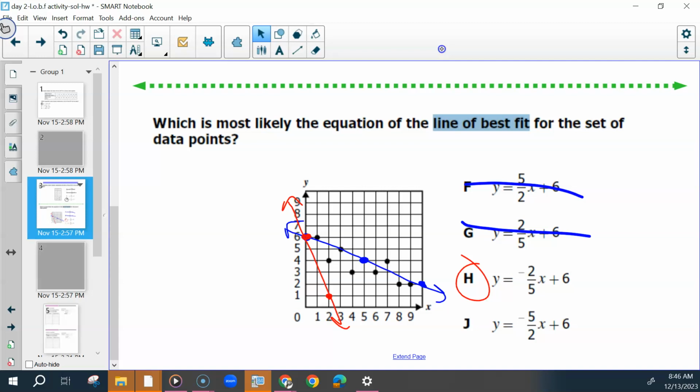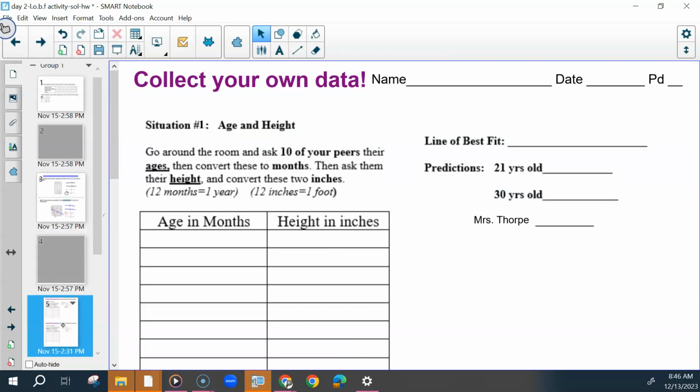I'm going to explain what you're doing next first before I give it to you. So everyone's going to get a piece of paper that looks like this. You are going to go around the room and ask 10 people their age and their height. Whether you convert this as soon as you ask it or later is up to you. At the end, after you have everyone's data, you need to convert their age to months and their height to inches, which is straight inches. So if I say 5'2", convert that to what that is in inches. Then you're going to put all of your data into Desmos, so the calculator. You're going to find your line of best fit, and then you're going to make some predictions.